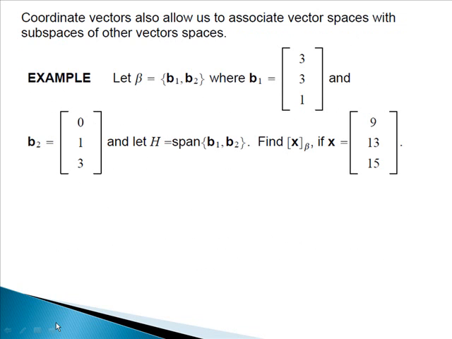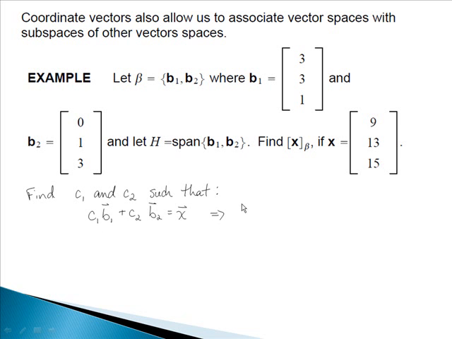Coordinate vectors also allow us to associate vector spaces with subspaces of other vector spaces. In this example, we're going to have beta be equal to the set containing b1 and b2, defined here. We're going to say that H is equal to the span of those two vectors. We want to find the B coordinate vector for x, where x is given here as 9, 13, 15. Essentially we're being asked to find weights c1 and c2 such that x can be written as a linear combination of b1 and b2, where c1 and c2 are the weights.